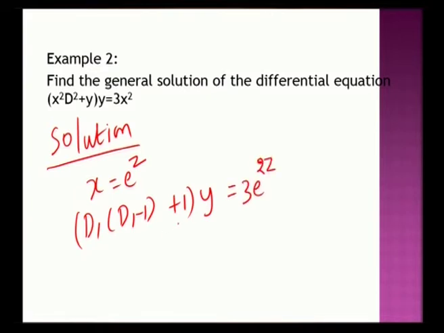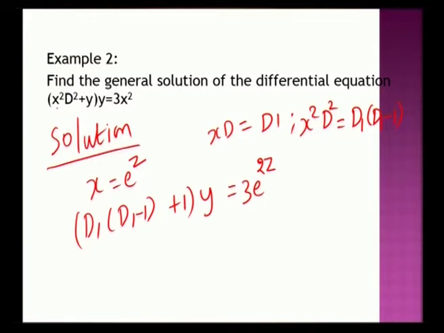This is how the given equation will reduce, because we know that x D is equal to D1, then x square D square is equal to D1 into D1 minus 1. This is what we learnt in the theory of reduction of linear differential equation with constant coefficient. We are just substituting these operators in the given equation.